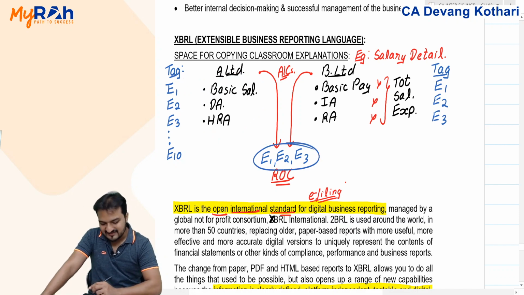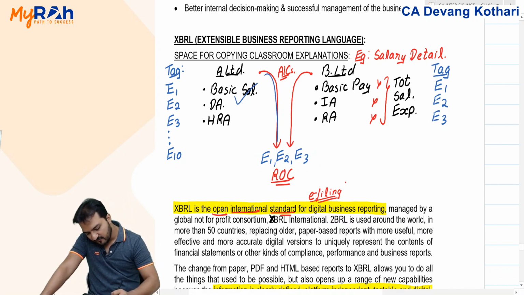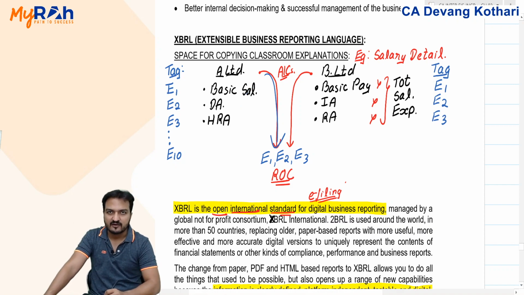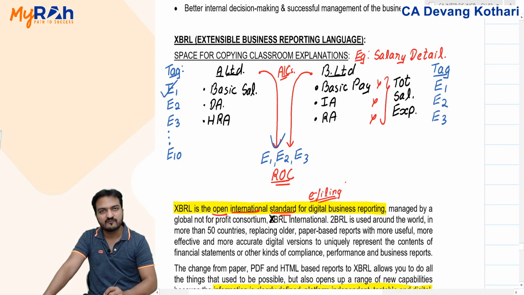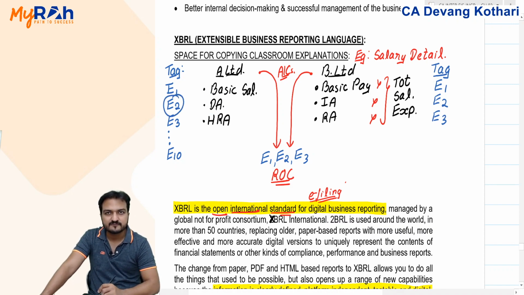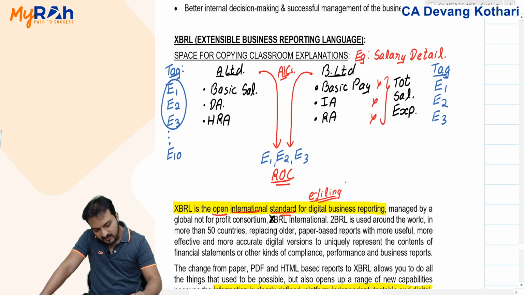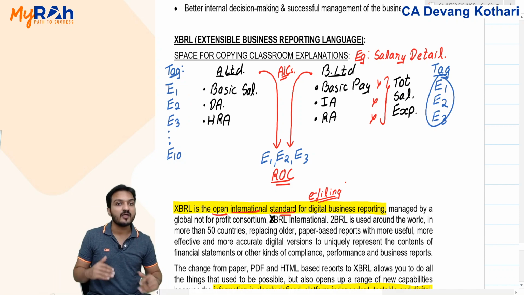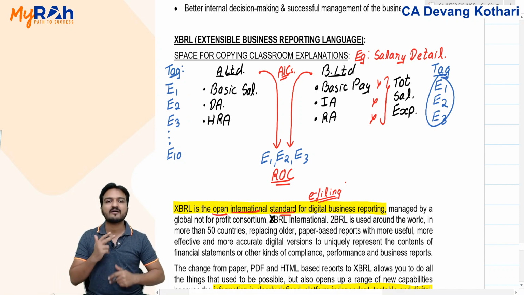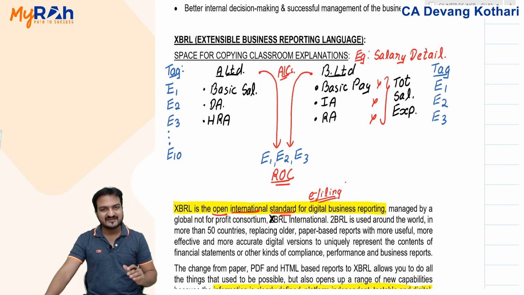So A Limited will not say that my basic salary paid is 10 lakh rupees. No, rather A Limited will file that E1 is 10 lakh rupees. A Limited will not say that DA allowance is say 2 lakh rupees. A Limited will file that E2 is 2 lakh rupees. In short, if all the companies use the same standard tagging system, then the ROC server can automatically analyze the data that is filed by the companies. This is my XBRL system. So XBRL is basically a format of filing reports with the authorities.